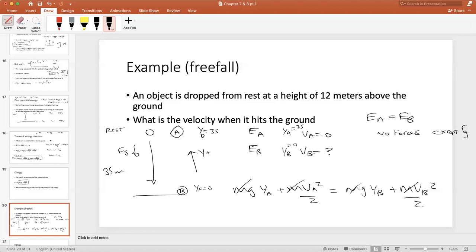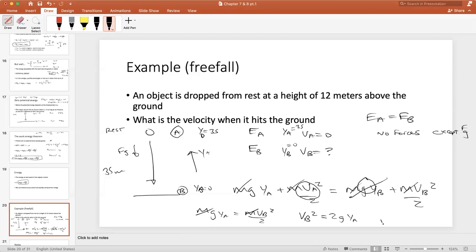But knowing that, this term goes away. And what I get is MGYA. I'm sorry. Let me leave the masses in there for a minute. MGYA, this term, 0. This term, 0, because Y final, or YB if you want, is 0. And V initial, VA, is 0. So this is equal to MVB squared over 2. Canceling off the masses, I see that VB squared is equal to 2GYA.